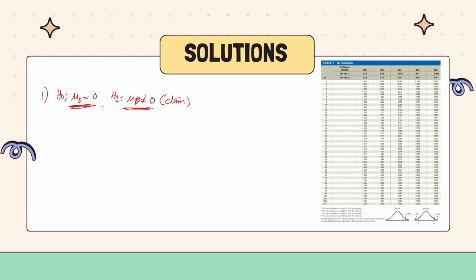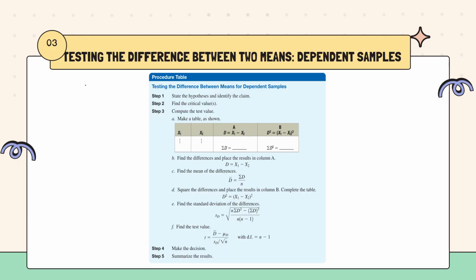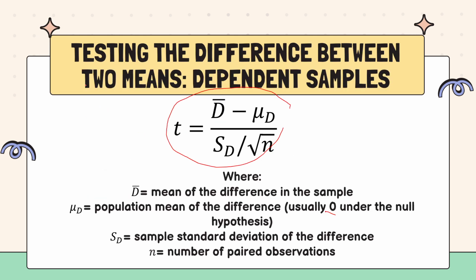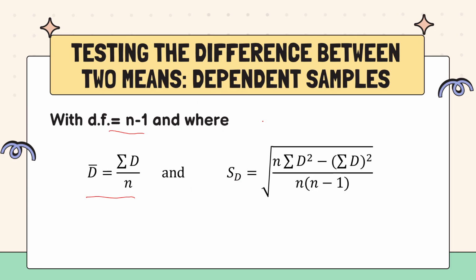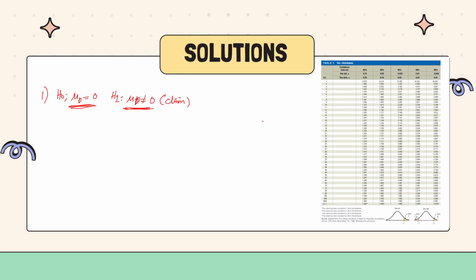So what is mu d? As stated here, usually under the null hypothesis it is equal to 0. So our mu d is the population mean difference, so we have to compute from the sample to the population. So either no difference, or there is a difference, that is, it is not equal to 0.